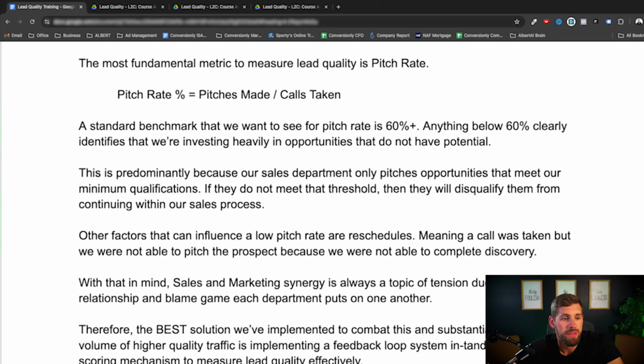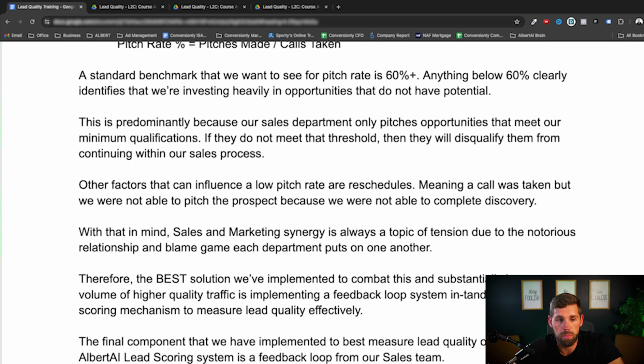A standard benchmark for high ticket sales is you want to see a pitch rate around 60%. That means your marketing efforts and your sales qualification processes are booking appointments where at least 60% of your prospects are qualified. That should be the standard minimum that you want to achieve. Anything below that means that you have a large capital expenditure into an unqualified audience for your products and services, and you need to make sure you start making adjustments to increase the quality scores within your pipeline. Now, this is predominantly because our sales department only pitches opportunities that meet our minimum qualifications, right?